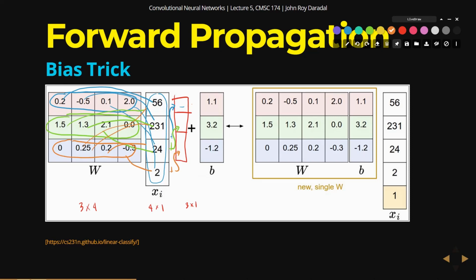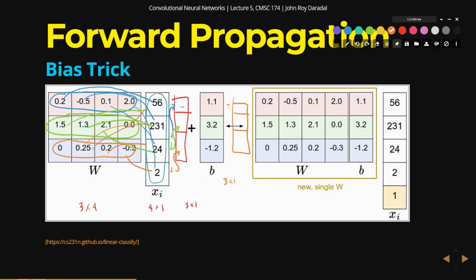And then to these three values we add the bias, and it will produce another 3 by 1 output. So it's still another 3 by 1 output, but we can do away with doing a separate matrix multiplication and then an addition. We can just incorporate the bias as an extra column for the weights, and then for the input we will add an extra 1 here.